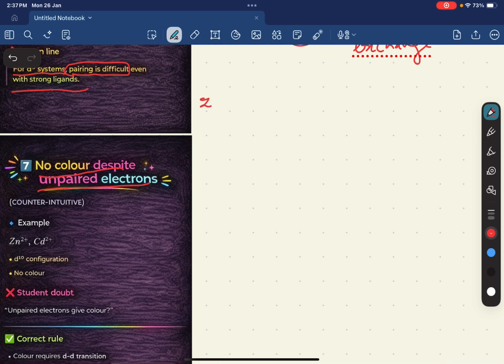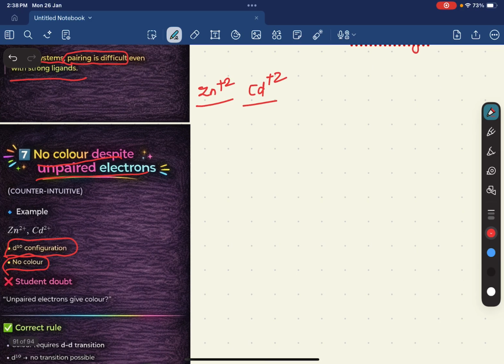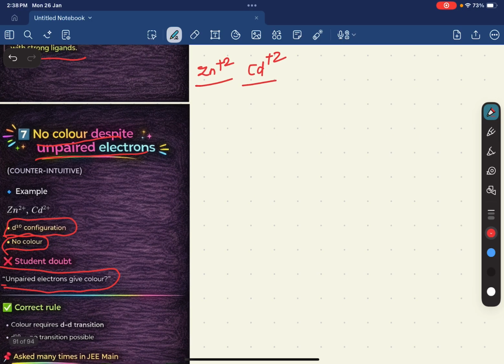But in such cases like Zn²⁺ or Cd²⁺, the last 2B group elements, zinc, cadmium, mercury, those are having d10 configuration and no color will exist. Generally the student doubt is that when unpaired electrons are there they give color, but that's not correct for these cases, because color is happening due to d-d transition, students.